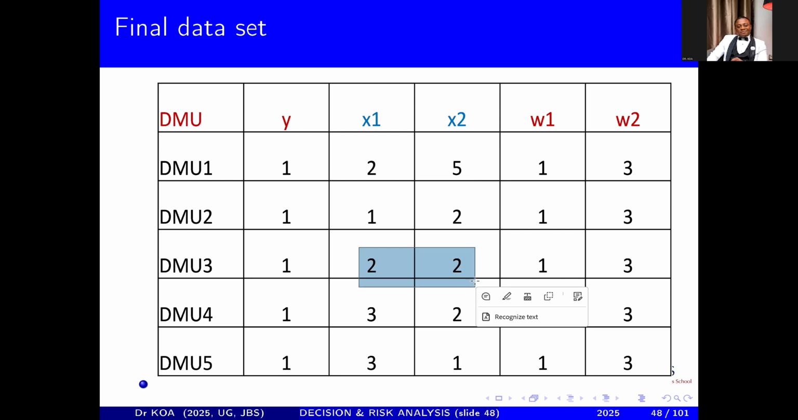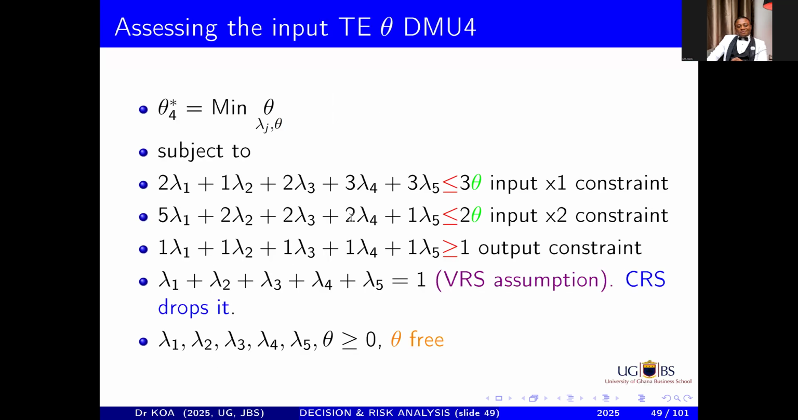It is critical that you understand the formulation process. Now, another thing is that if it is an input orientation, this is a minimization of theta. And the theta is multiplied by the inputs, but you don't multiply the output because it's not output orientation. So you can see that the output is here, but the right-hand side value was not multiplied. These are the input and output of the DMU under evaluation, which is DMU4. Its output is not multiplied by theta because we are doing input orientation. So the input is multiplied by theta.